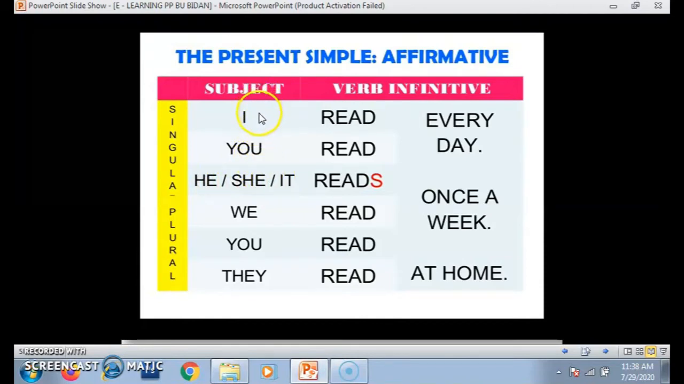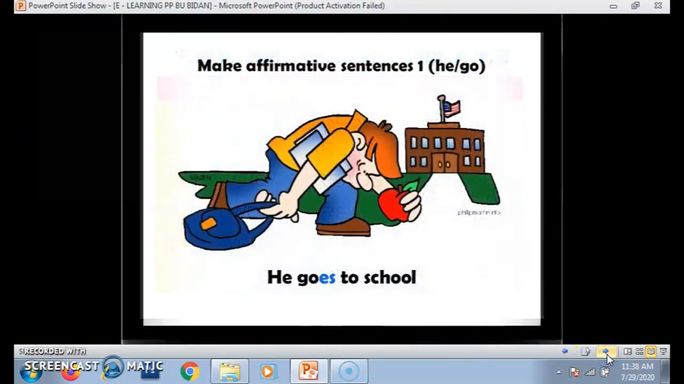But when you have subject I, you, we, they, you must not add S or ES after the basic word. For example, you have the sentence, he goes to school. Why do we use goes? Because the subject is he. As I told you, when we have he, she, or it, you must add S or ES after the basic word.